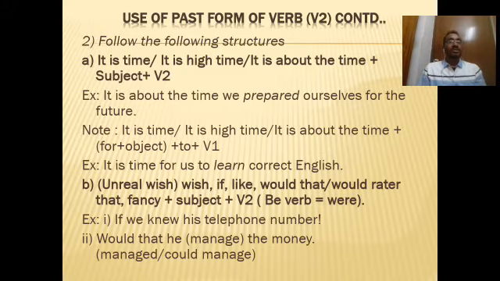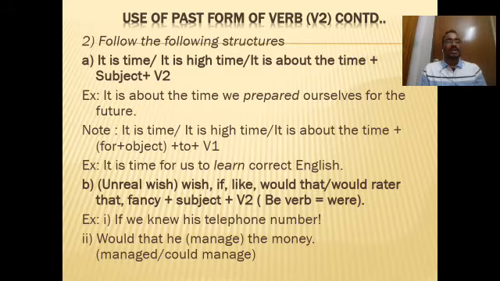But if there is no subject, what will happen? If there is no subject, then we will use to plus verb 1. For example, it is time for us to learn correct English. So here you see, after it is time, or it is high time, or it is about time, there is no subject. So what should we do? We should use to plus basic form. It is time for us to learn correct English.